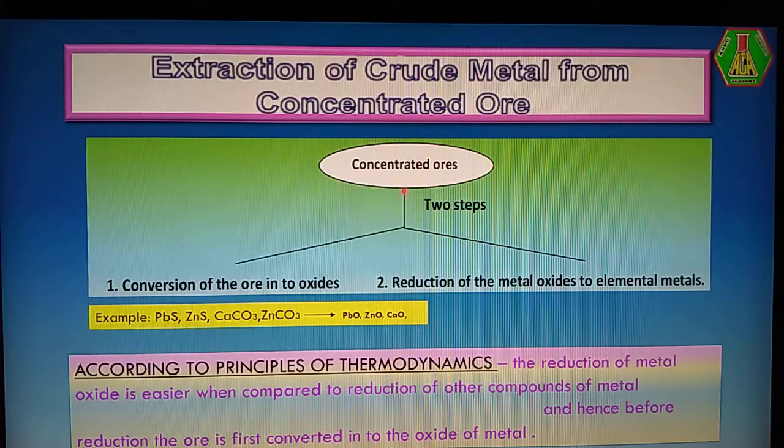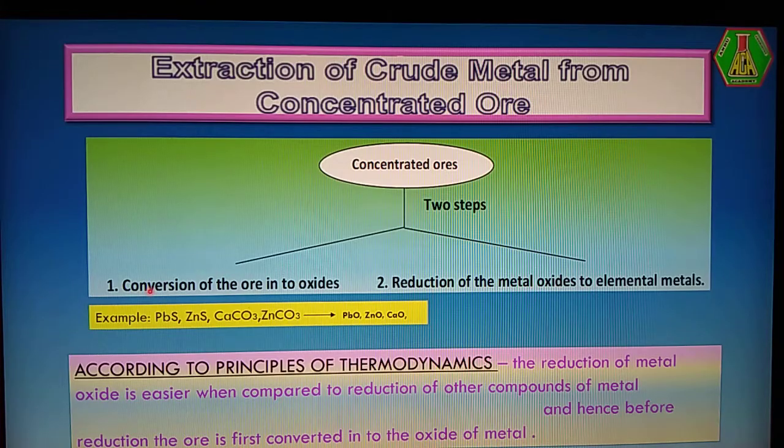We have only a concentrated ore. Maybe the ore belongs to sulfide ore, carbonate ore, hydrated carbonate ore and halide ore, like that. In this concentrated ore, two steps are involved to convert it into crude metal. Here the first step is conversion of the ore into oxides. The second step is reduction of the metal oxide to elemental metal.